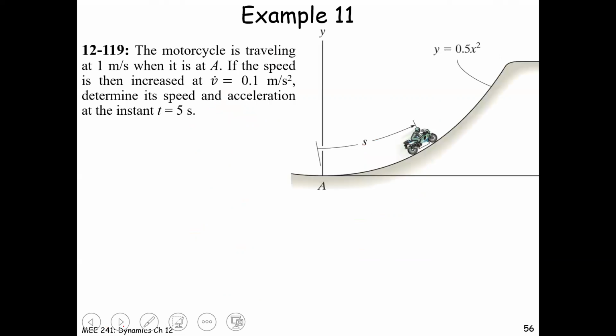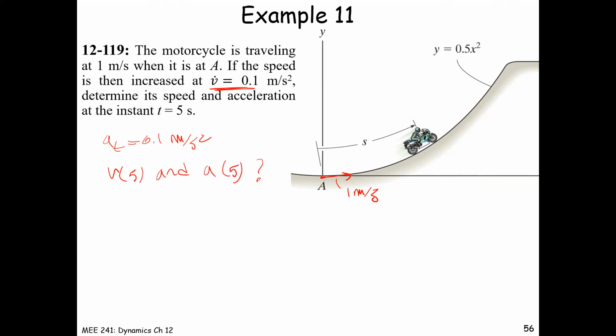Okay, let's do one more example. All right, so here we have a motorcycle that is traveling at 1 meter per second when it is at A. So here basically you were at 1 meter per second if the speed is increased by v prime, right? So v prime, this is more like what? This is AT. You guys agree? AT is equal to 0.1 meter per second squared. Determine its speed and acceleration at the instant t is equal to 5 seconds. So we would like to find v at 5 and a at 5.